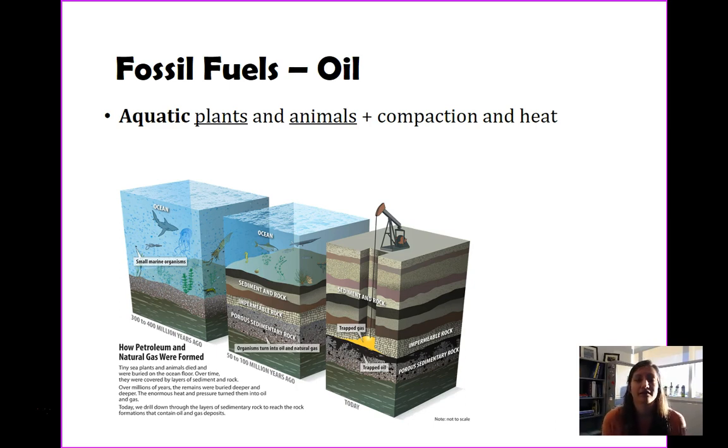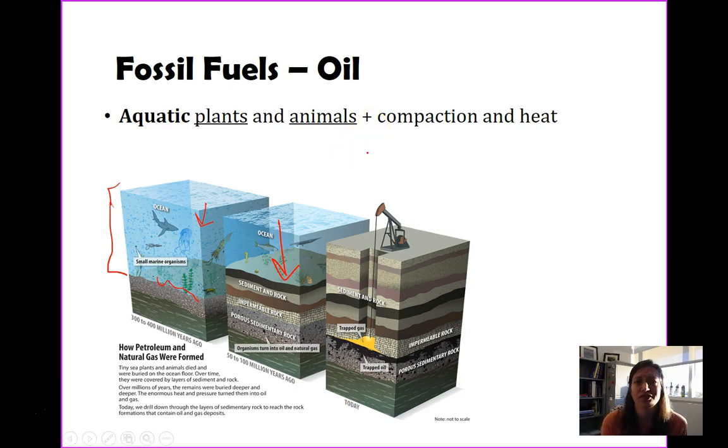Instead of it being land organisms, we are now going to the aquatic world. And it's both aquatic plants and animals. So here in this picture, we have our ocean ecosystem. You see some plants in here. There's tons of different animals. And what happens is those organisms die. They fall to the seafloor.